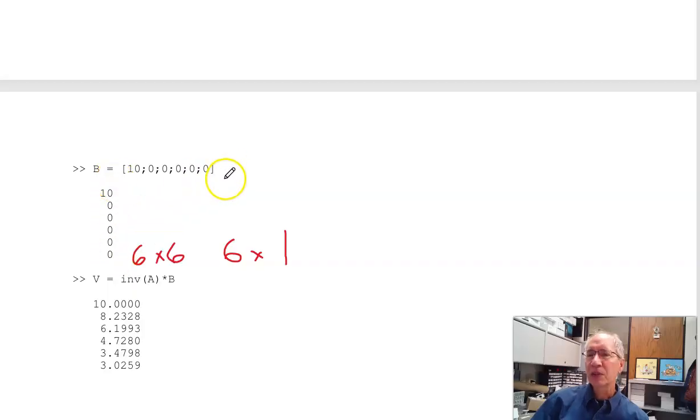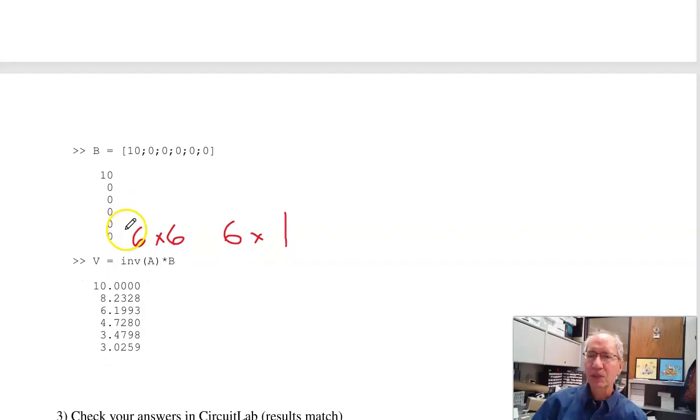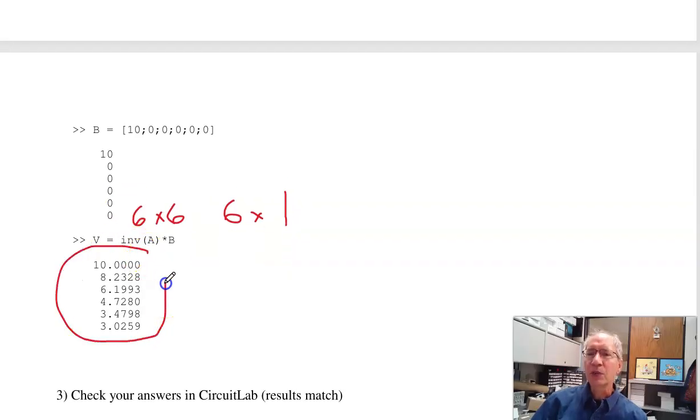I like printing it out so I can check to make sure. Yep, that's a column vector. I'm doing it right. When you're done, these are the voltages. That's V0, 1, 2, 3, 4, 5.